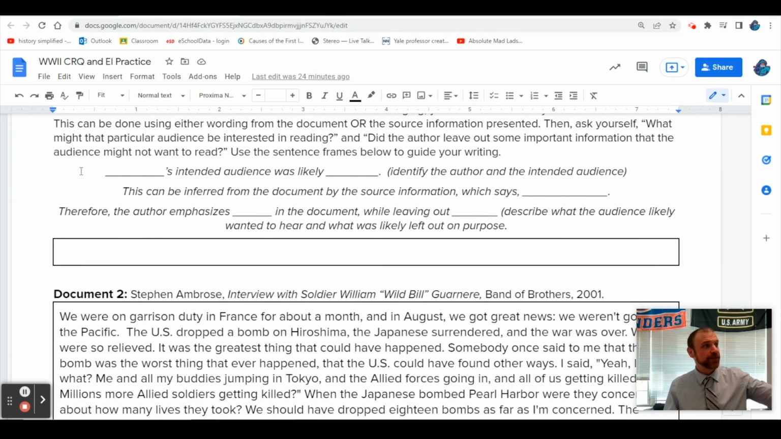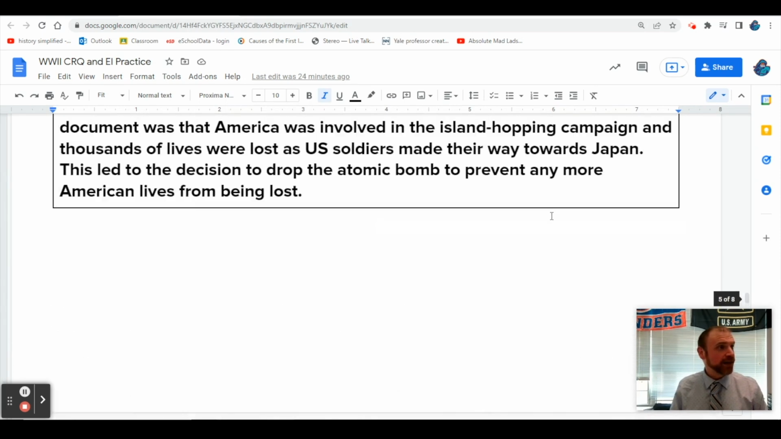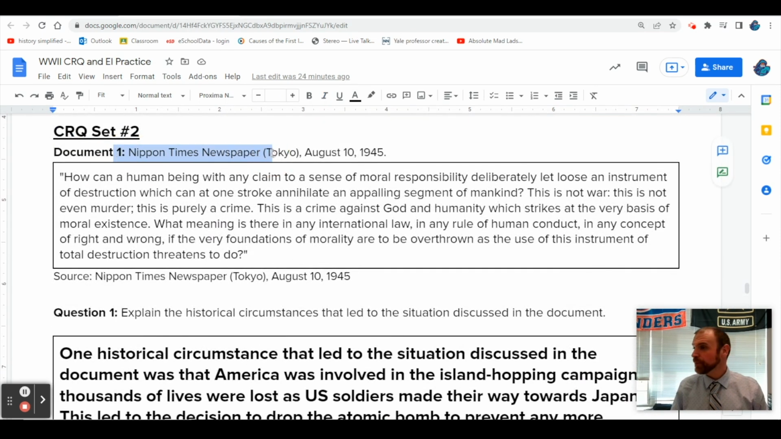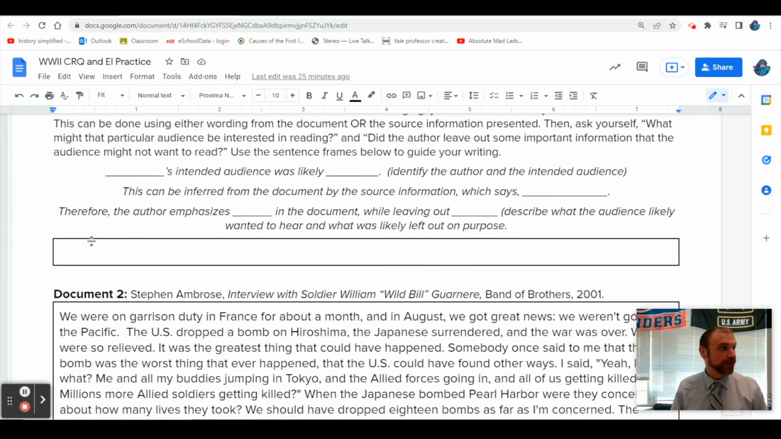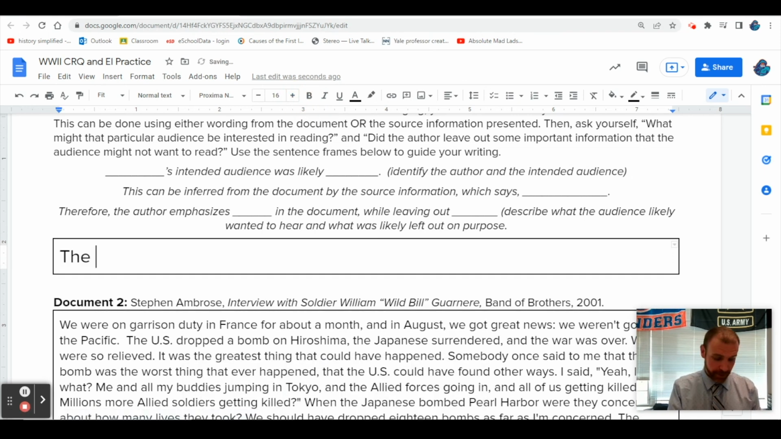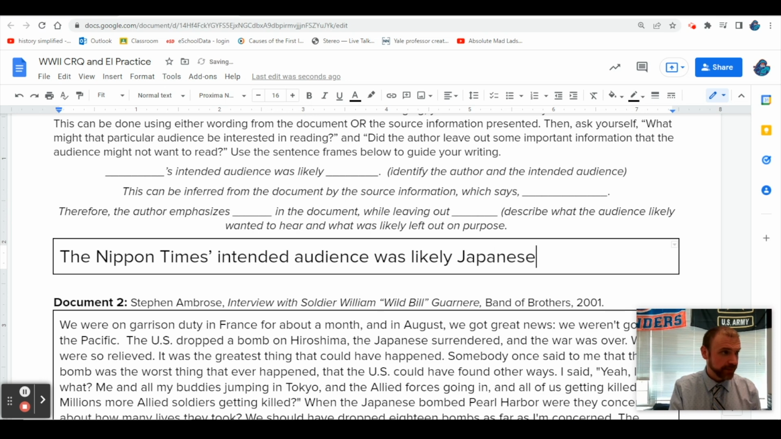So when you get a question like this, blank's intended audience was likely blank. Identify the author and the intended audience. I don't have the name of the author here, but I do have the name of the newspaper. Okay, so I'm going to simply say, and you're going to put this in the box down here. We're going to say, the Nippon Times's intended audience was likely Japanese people. Stating what the audience is.